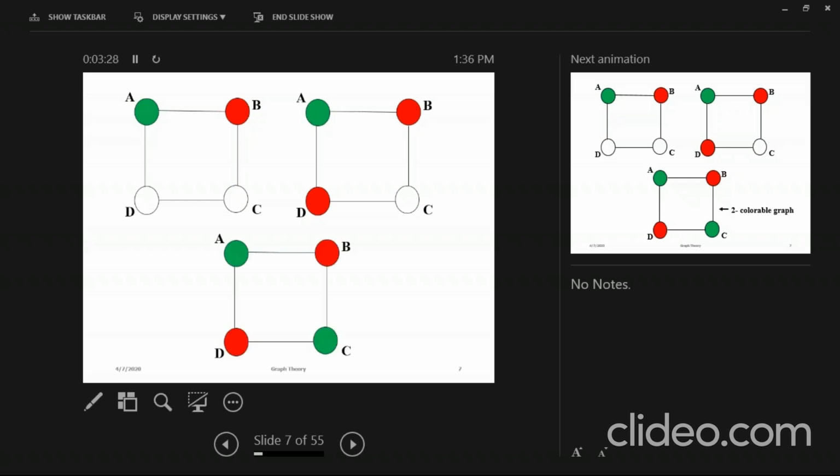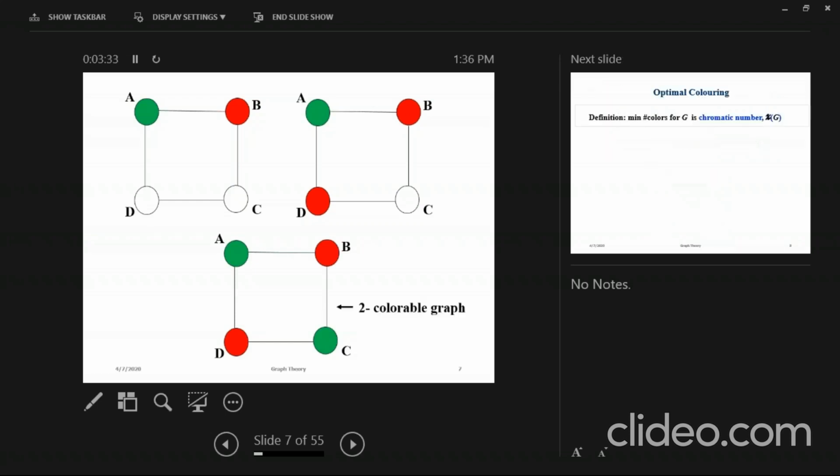Now here we have utilized two colors to color this graph. That's why it is called a two colorable graph. All in all, we can say that how many colors we require to color a specific graph is nothing but n colorable graph. Here we have utilized two colors, so it is called a two colorable graph. So this is the basic concept of graph coloring and n colorable graph.